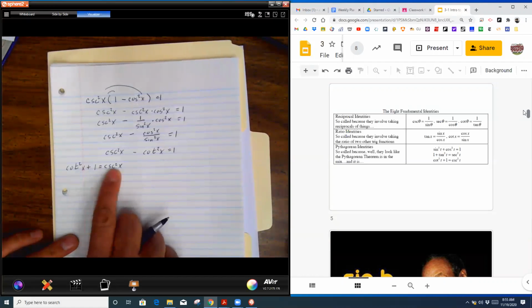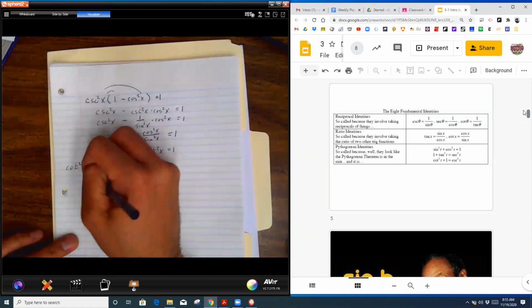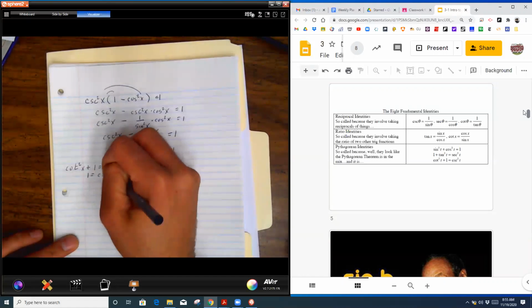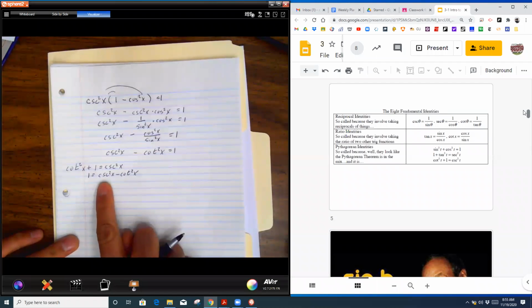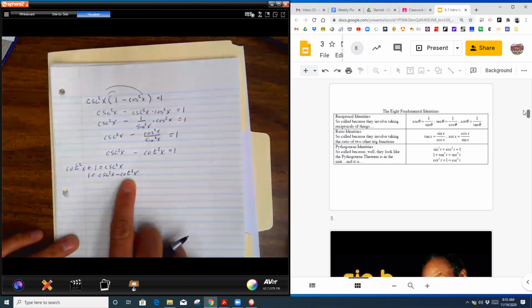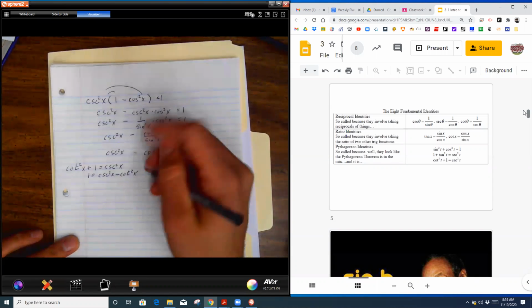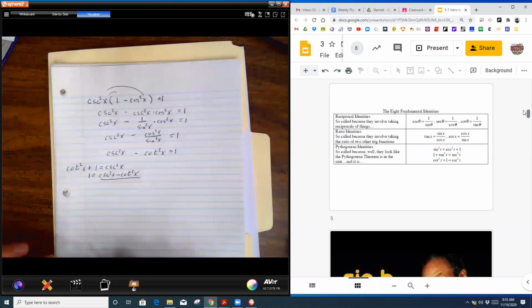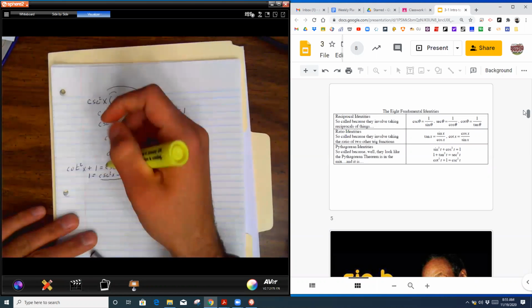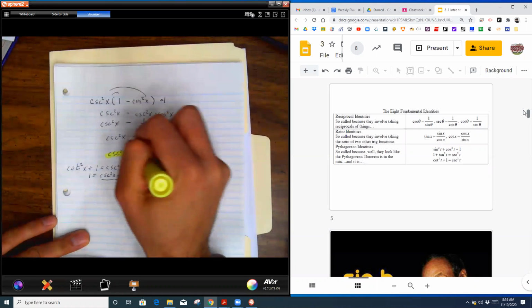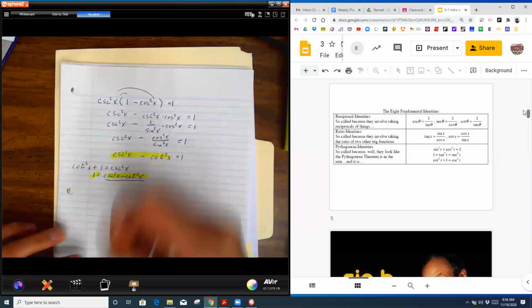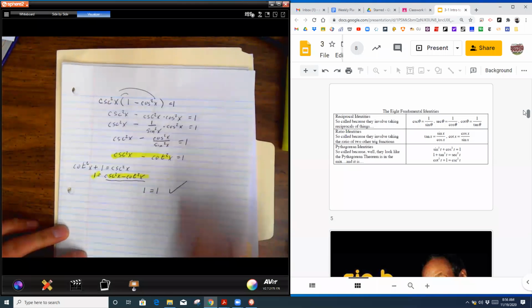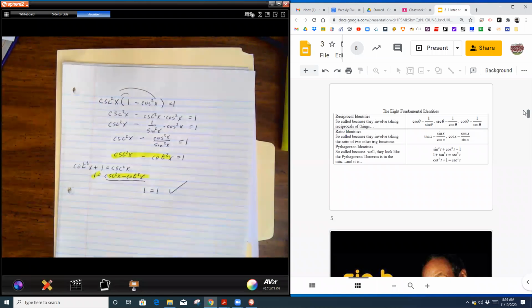This could be written 3 different ways. I'm going to subtract cotangent squared on both sides. And now I just showed cosecant squared minus cotangent squared equals 1. So now we could substitute in 1. So then we get 1 is equal to 1. So we just proved that that identity is true. Any questions?